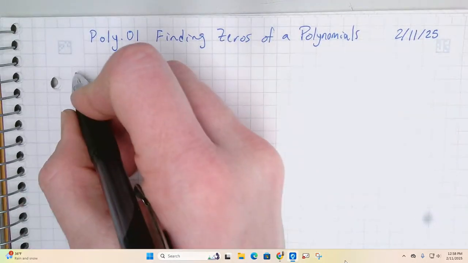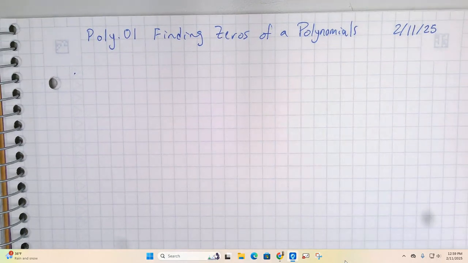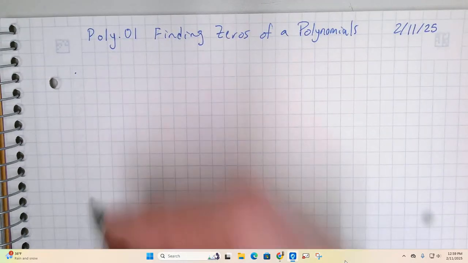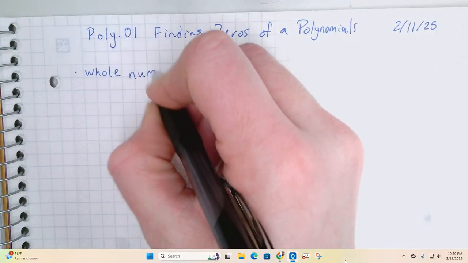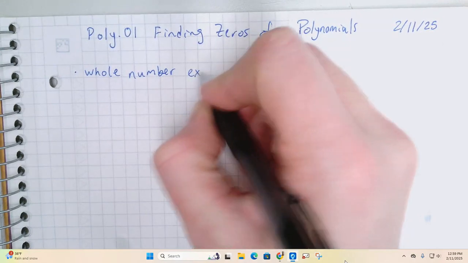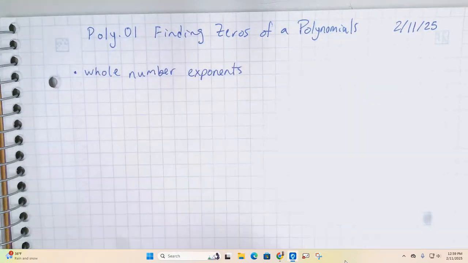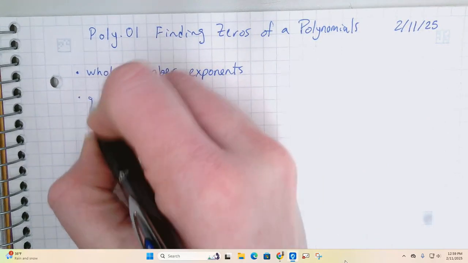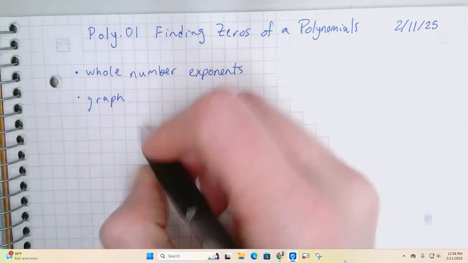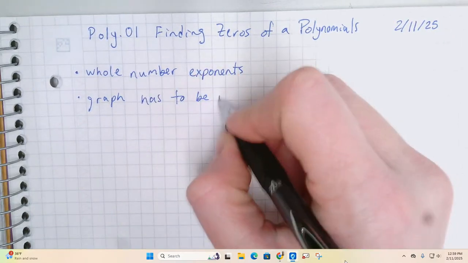And we're going to start with just a little general information. So if we're finding zeros on polynomials, these polynomials, they have whole number exponents. So if it doesn't have a whole number exponent, like maybe the exponent is 1/2 or 1/4, it's not a polynomial. The graph has to be continuous.